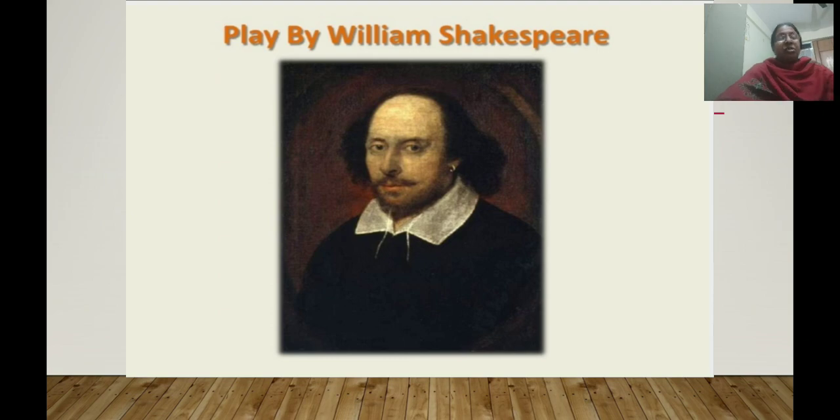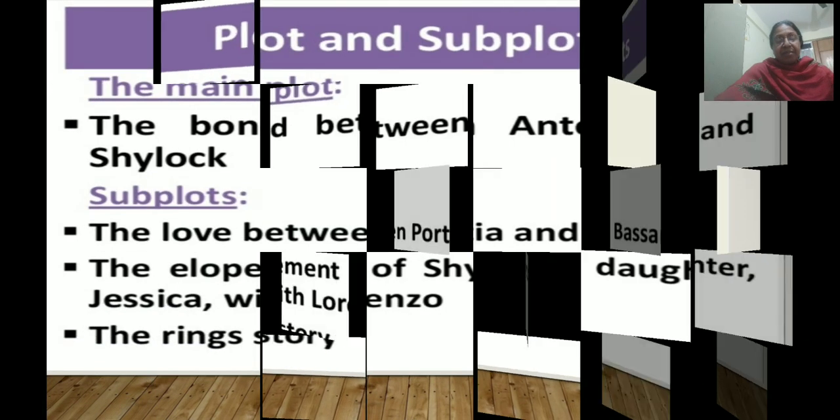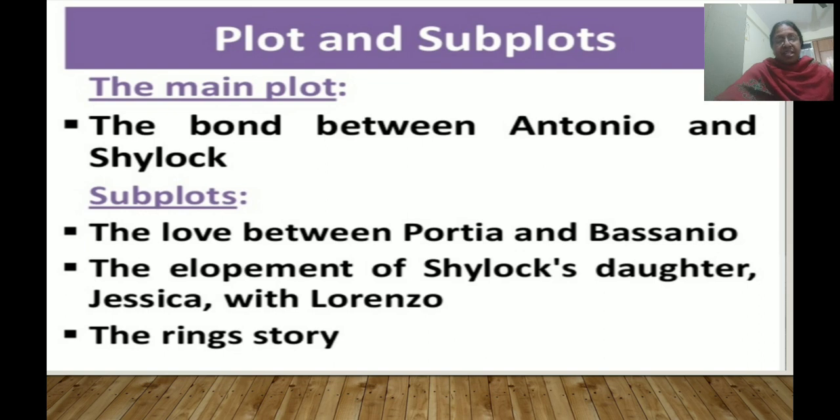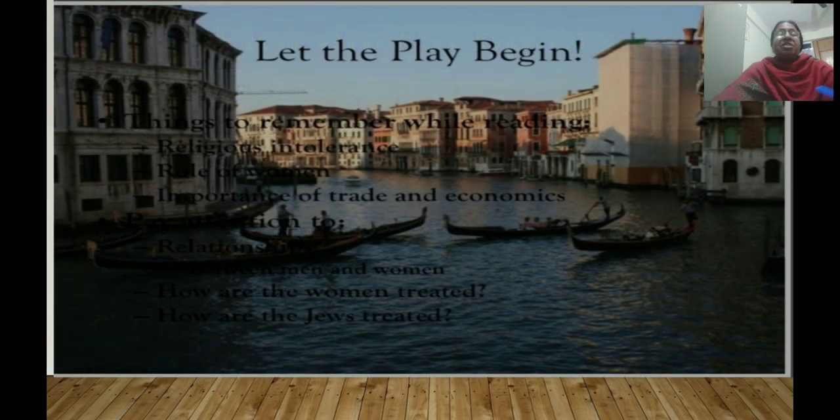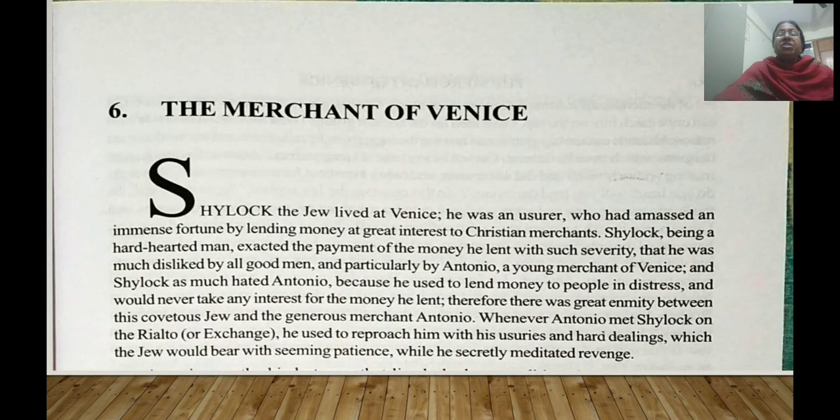So let us turn over to page 57 for lesson number 6, The Merchant of Venice, which is also in the ICSE Council's syllabus for Standard 10 students. So the story has a plot and subplots. The main plot is the bond between Antonio and Shylock. Then the subplots: the love between Portia and Bassanio, the elopement of Shylock's daughter Jessica with Lorenzo, and the ring story. There are some more subplots. So let's begin the play. Let's begin the story right from page 57.